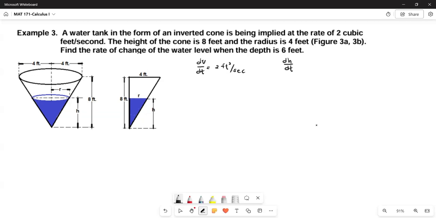Pero in-specify kung ano daw yung rate of change sa water level at 6 feet. Okay? At h is equal to 6 feet. Ayan. So, anong next natin na gagawin after determine yung mga values? Next is write the working equation, which is yun yung gagamitin natin para mag-solve ng values.